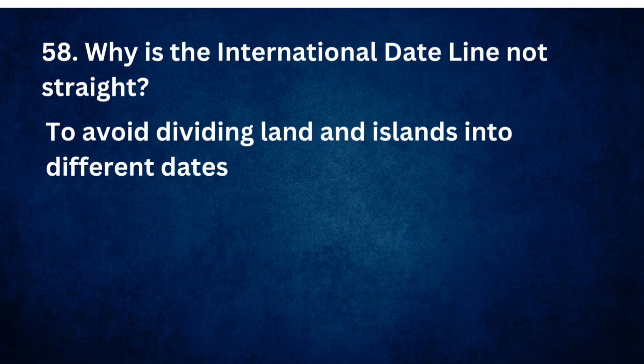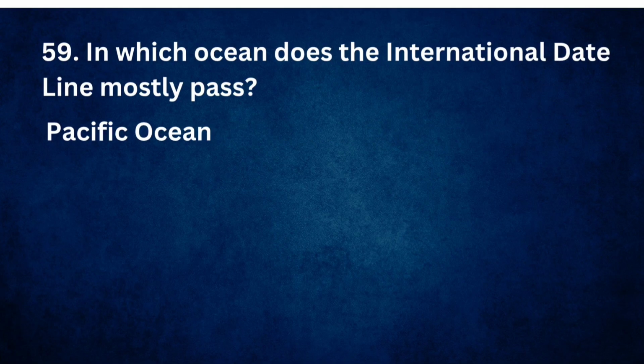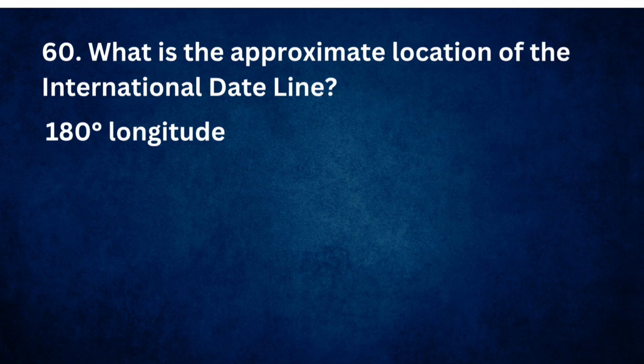Why is the international date line not straight? To avoid dividing land and islands into different dates. In which ocean does the international date line mostly pass? Pacific Ocean. What is the approximate location of the international date line? 180 degrees longitude.